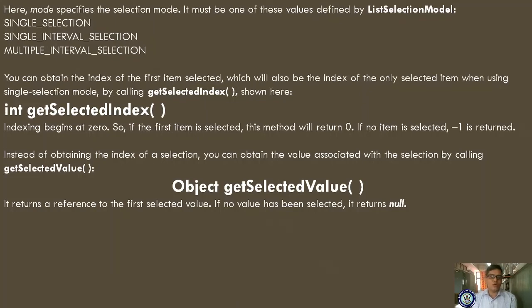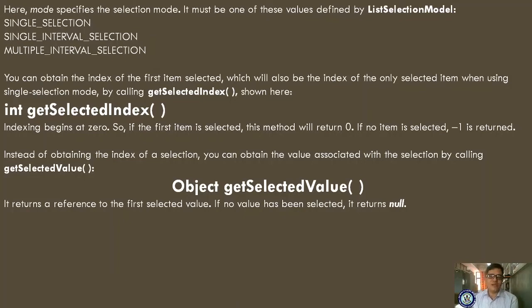If you want to get that index, you can use the getSelectedIndex method. Here, int getSelectedIndex begins at 0. So if the first item is selected, the method will return 0. If no item is selected, it will return -1.